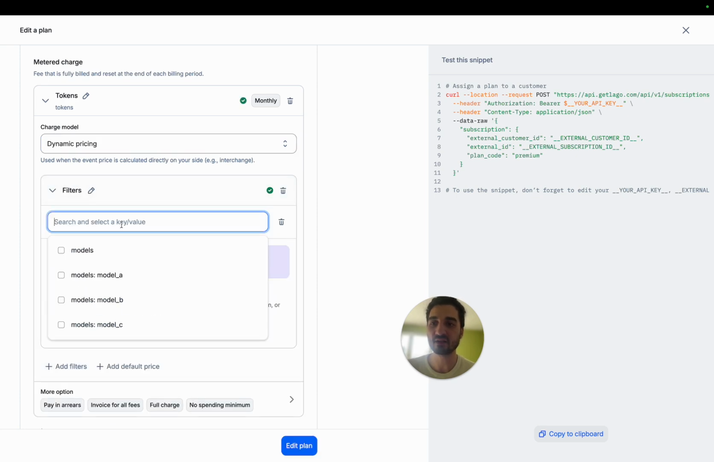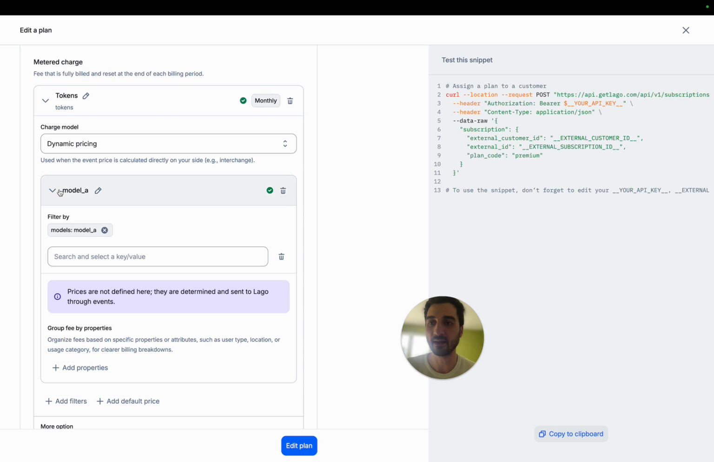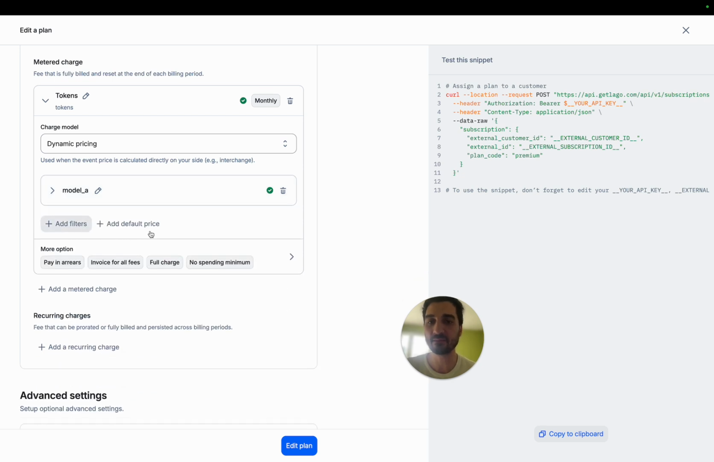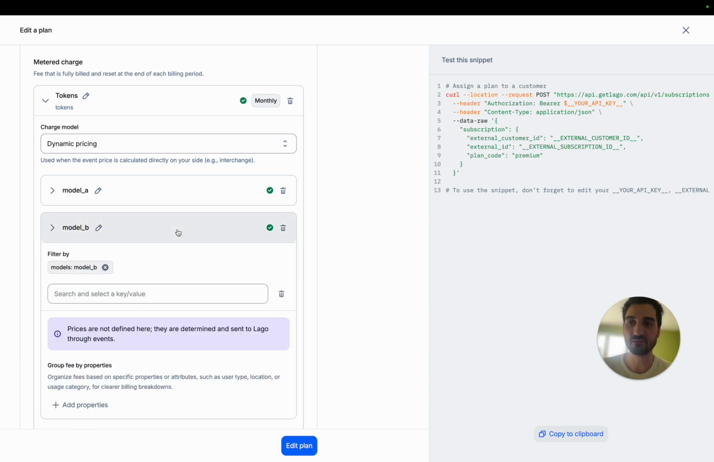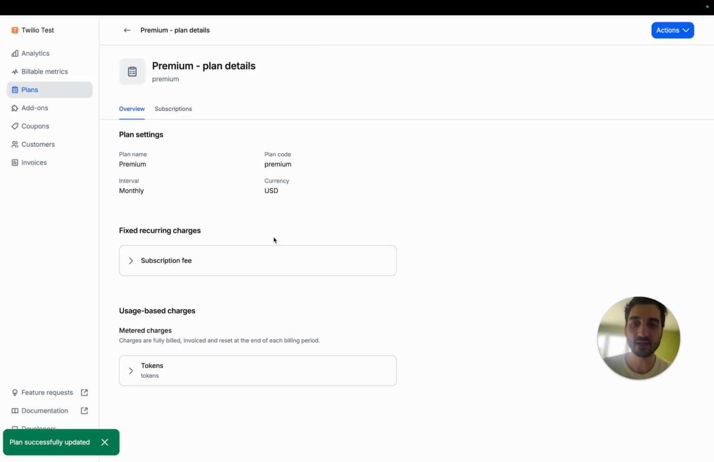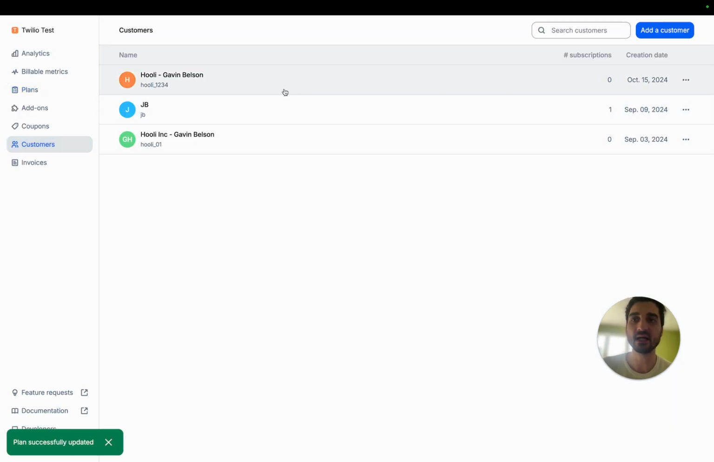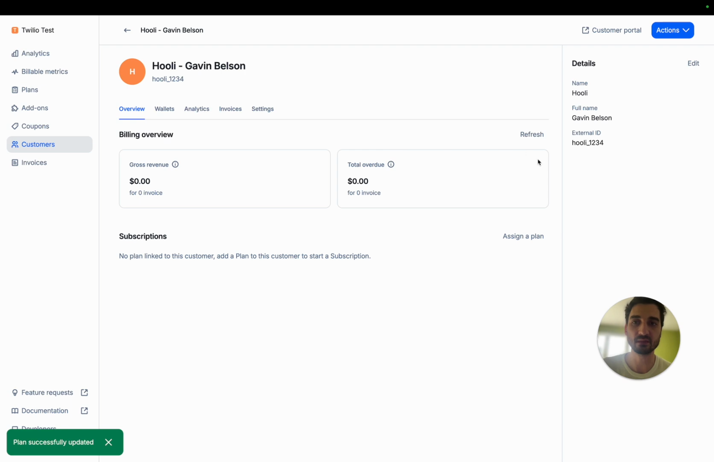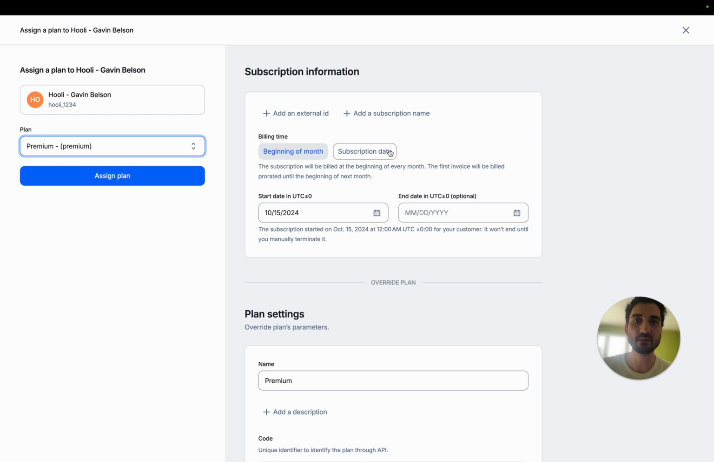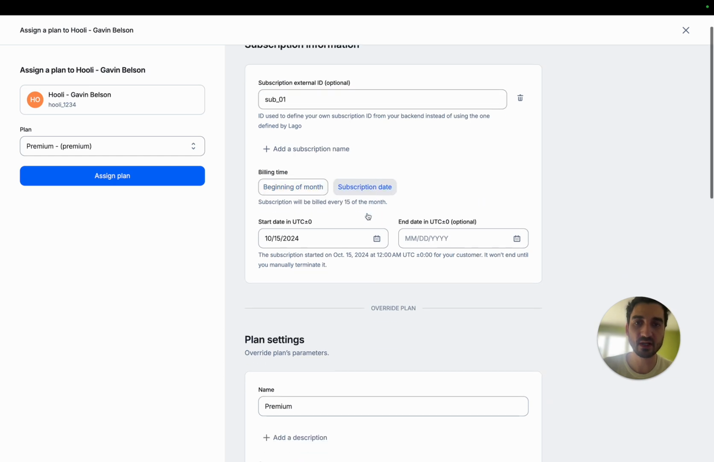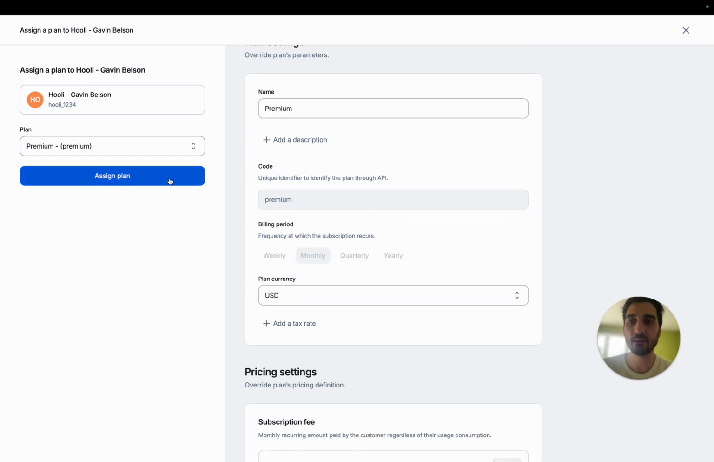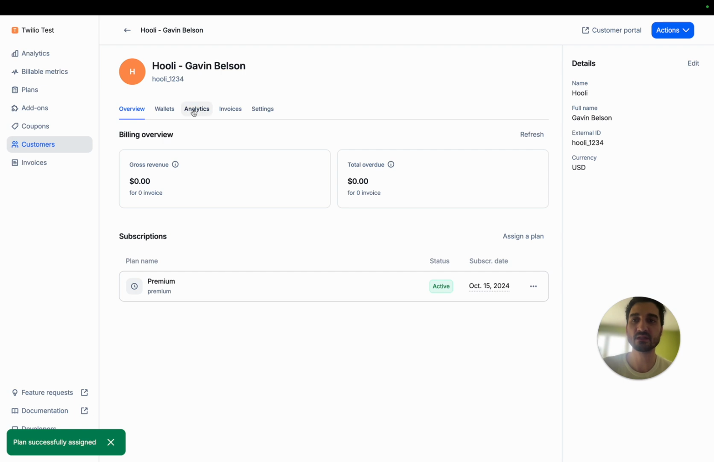I can define here the filters, and here I'm going to have a dynamic pricing for model A, and I'm going to have a dynamic pricing for model B. I'm going to edit this plan, and I'm going to assign this plan to my customer. So here, I'm assigning the premium plan. I will be defining a subscription ID, and I'm going to send to this customer a fluctuating price.